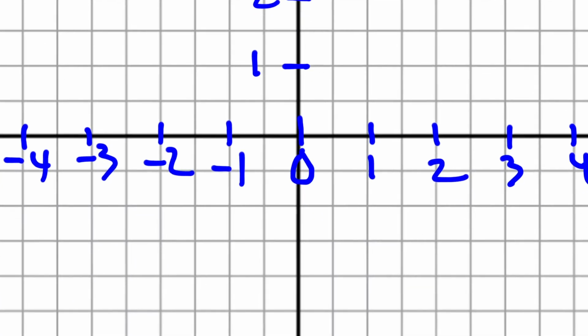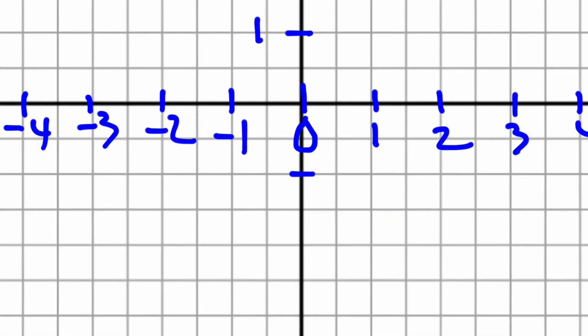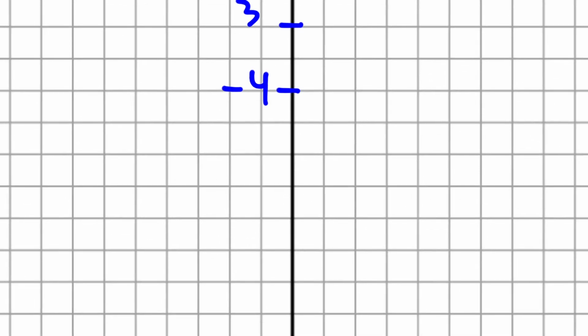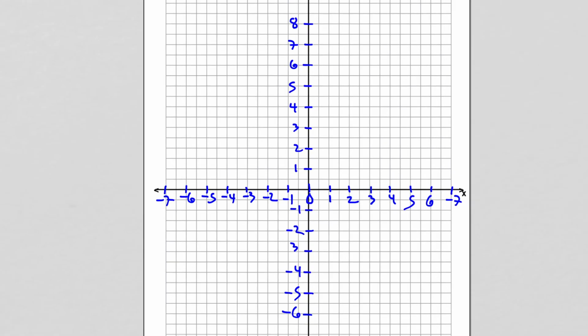And then negative values. Below 0, we'll go -1, -2, -3, -4, -5, -6. I think that's probably good. So there's our coordinate plane with both positive and negative values. And now let's plot our points.